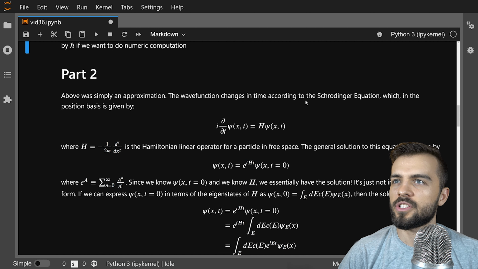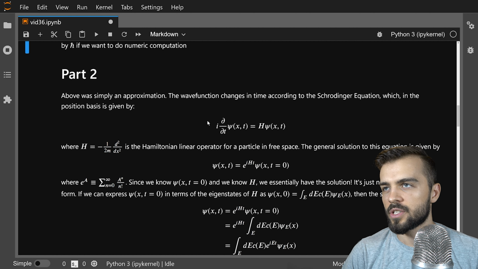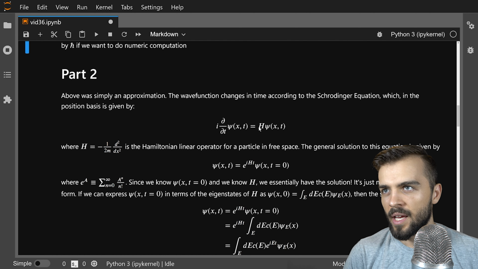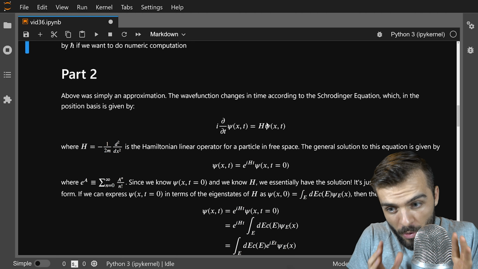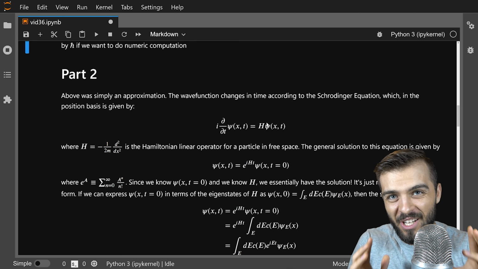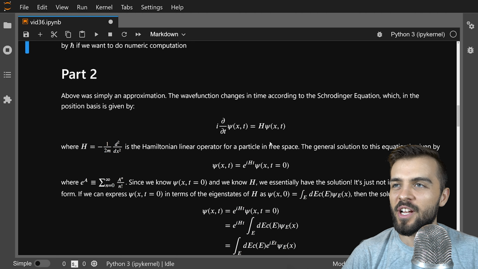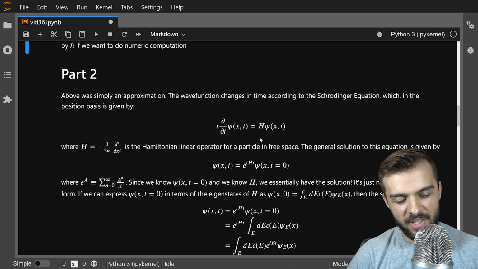So the wave function changes in time according to Schrodinger's equation, which is just this equation here. I d dt of psi equals h psi. So h is a linear operator. That's the most important thing here. You're dealing with Hermitian linear operators. So this equation has a very simple solution. You might have seen this before.